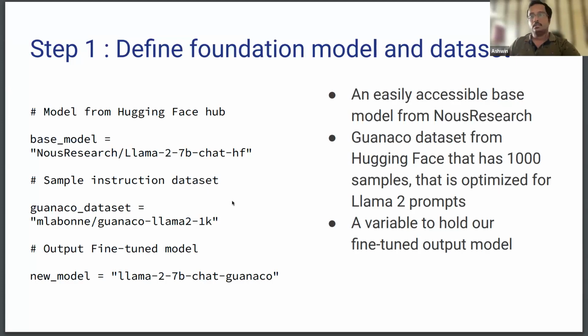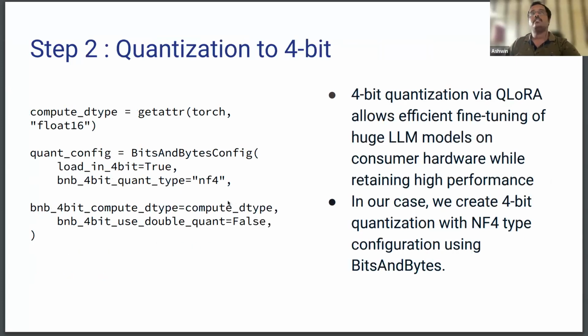The next step is the quantization step, right? Quantization is basically reducing the precision. Typically you have 16-bit precision, which gives good performance, but at the cost of the time it takes to fine tune and also the resources that are needed. So we are reducing the precision to 4-bit here, and that is what this does.